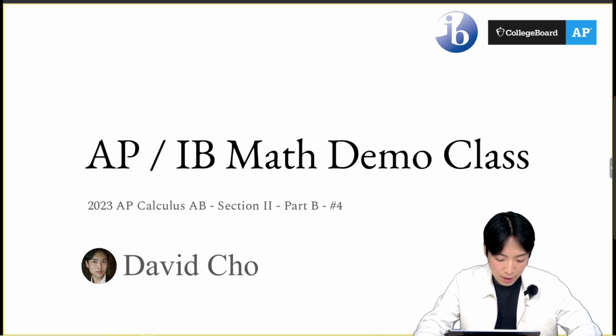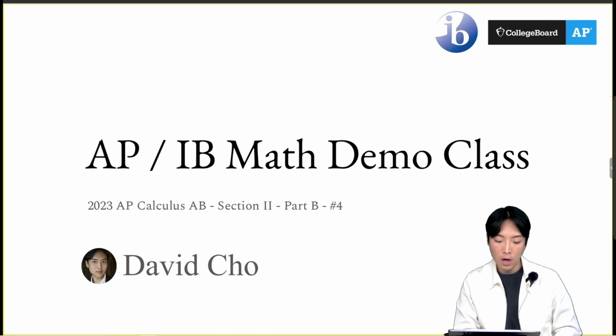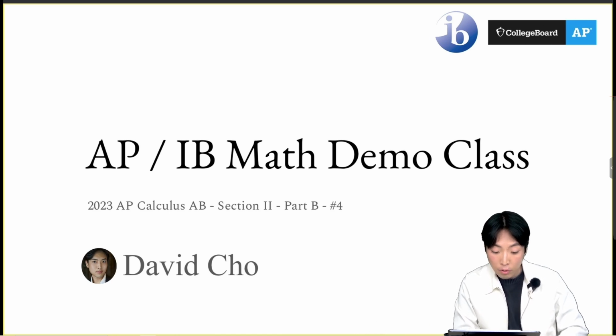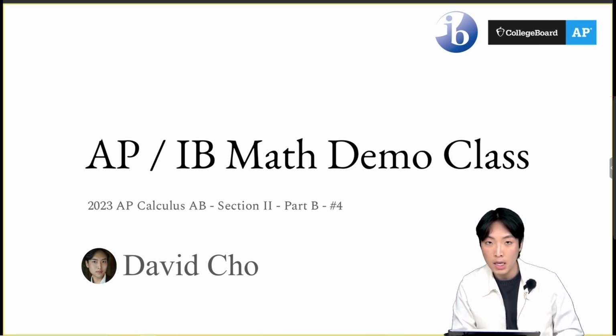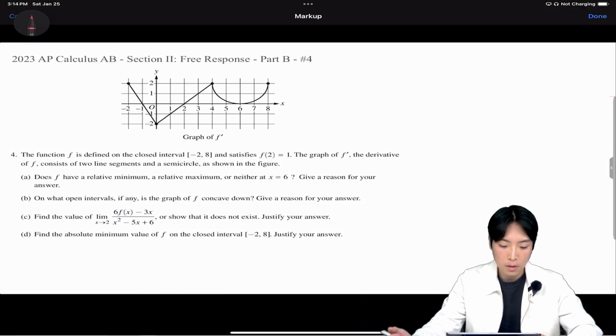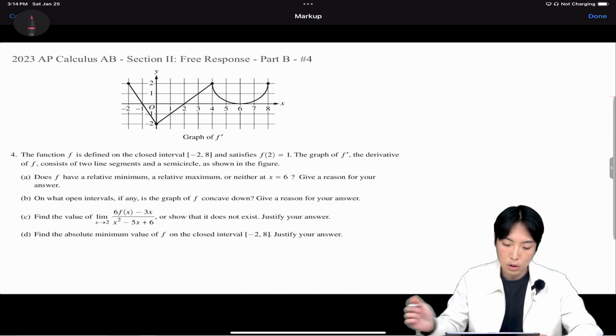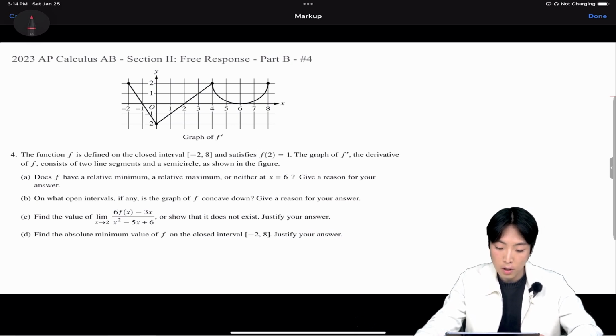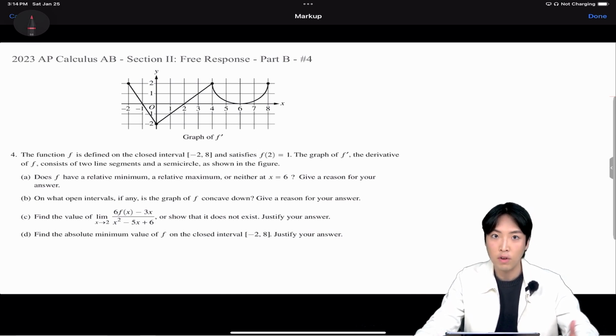I picked this AP question from AP Calculus May 2023. It was taken from AB Section 2 in Part B, so we'll get into that. Okay, here we have an AP Calculus AB question from Section 2, Part B, meaning we need to provide a free response, giving some reasons and justifications, not just the answers, and we are not allowed to use our calculator here.